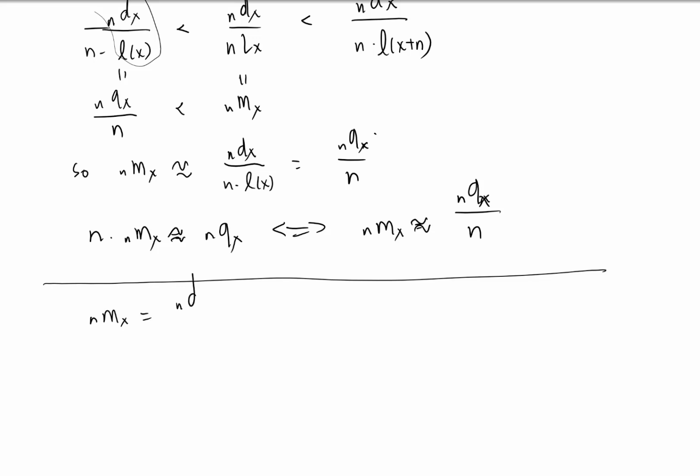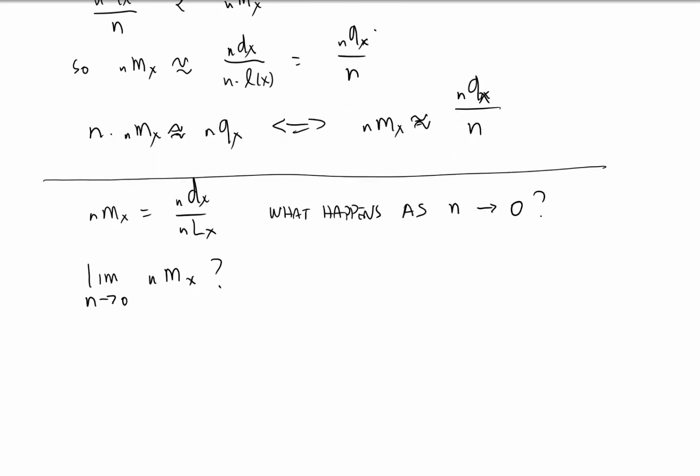nmx equals ndx divided by nlx. And I'll ask a question. What happens as n goes to 0? So we want to know what is the limit as n goes to 0 of n times mx, the mortality rate. What is that? Well, let's see, the limit as n goes to 0.